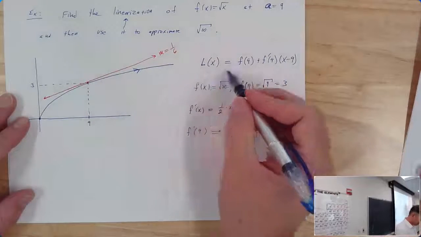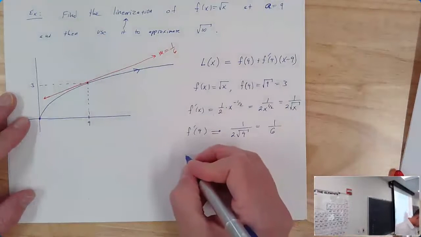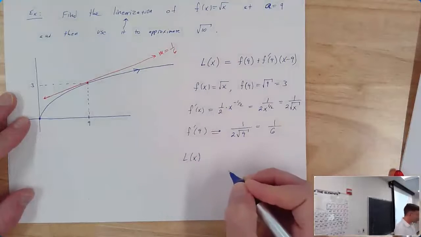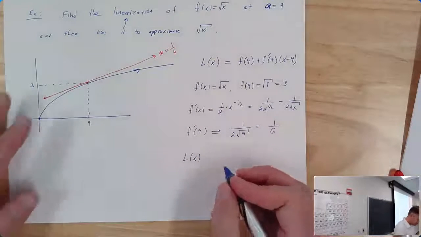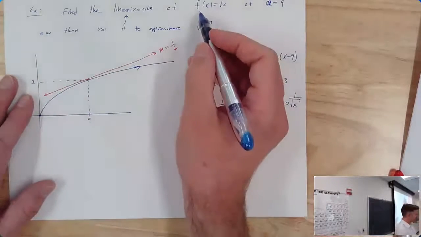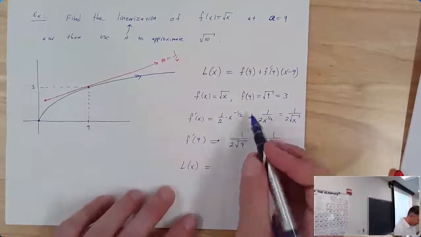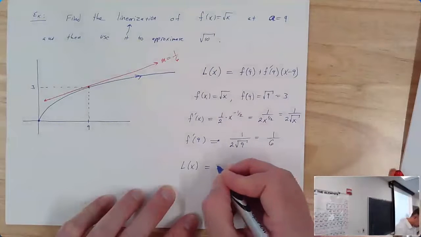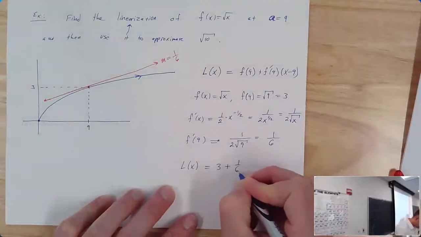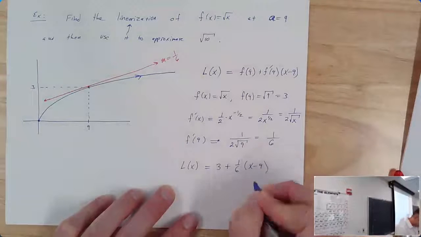So I'm just going to take this formula and plug in the numbers. My tangent line is L of x, or f of x, but I'm going to write L of x, especially because I've already used f of x. I've used a different letter like g of x, not f of x. It's going to be f of 9, so 3 plus 1/6 times x minus 9.